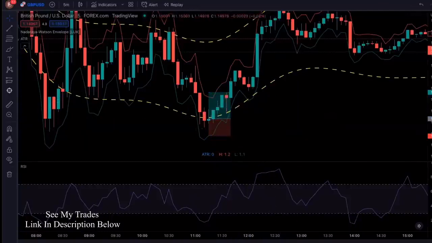So as you can see, all three of these indicators are free, by the way. So you can go to tradingview.com and add these to your charts absolutely free.